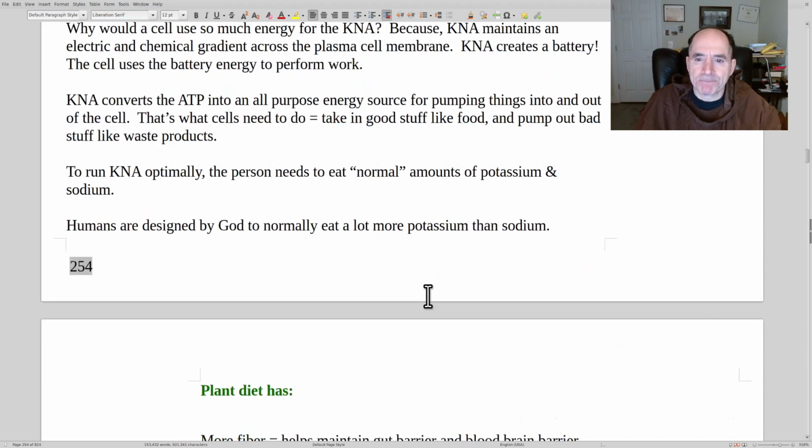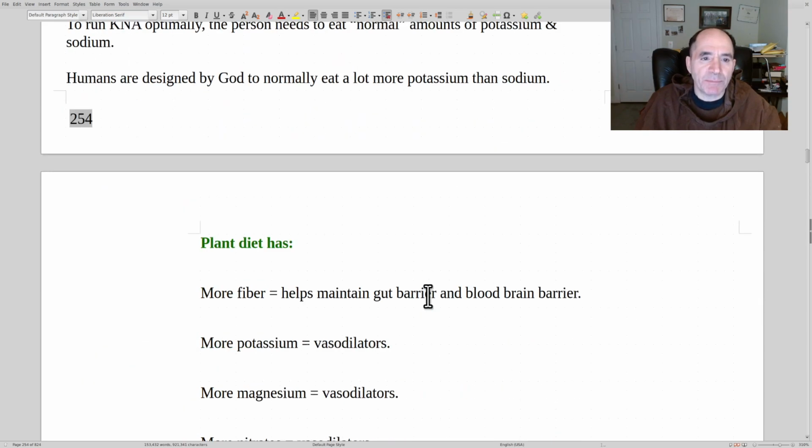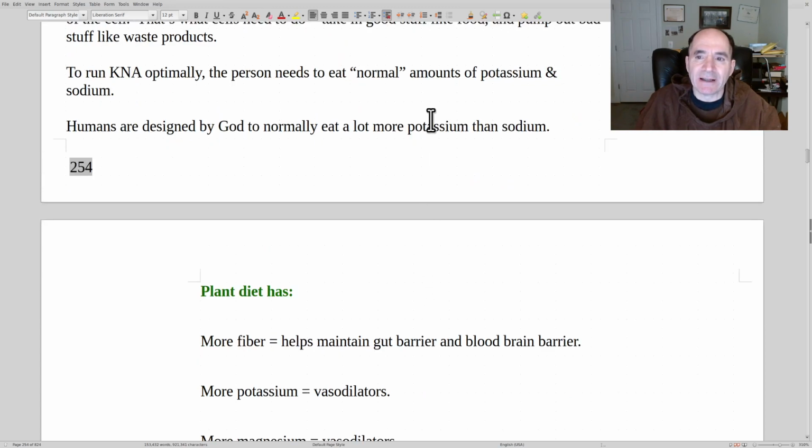Okay, by the way, in order to get these pumps to run normally, a person needs to eat a lot more potassium than sodium. That's what we are designed to do. We're designed to eat probably at least about, some people say you can get by with as low as, 5 to 10 times as much potassium as sodium, but our ancestors probably ate more in the likes of about 20 to 25 times more potassium than sodium.